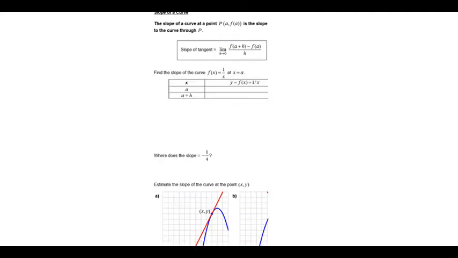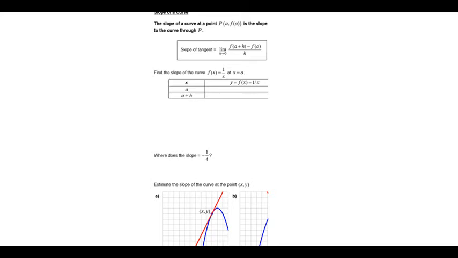Page 2 leads us right into page 3, where now we're looking for the slope of a curve. So the slope of a curve at a point P, a comma f of a, is the slope of the tangent line to the curve through the point P. So again, remember the tangent line is the line that intersects only one point. So the slope of our tangent line is going to be the limit as h approaches 0 of f of a plus h minus f of a all over h.